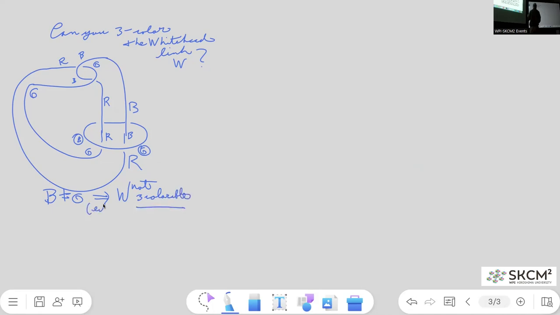With a little extra work, I'll leave the extra work to you. You could say, well, what if these were the same color rather than different colors, right? And what would then happen? And you'll find that you then propagate. If you make these the same color, you just make the whole link one color. So that's not interesting. So there's no non-trivial three coloring of the Whitehead link. Can we conclude something from this? What do you think? Think about it.